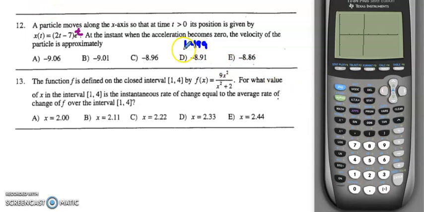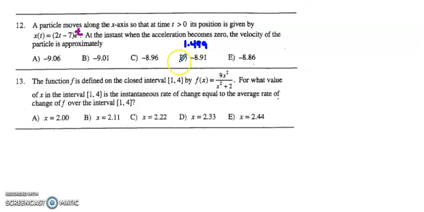Okay, so now since I know that the time I want is 1.499, I'm just going to go to trace, and I'm going to plug in to my x value 1.499. And that tells me that my velocity at that moment is approximately -8.96. And so my answer is C.